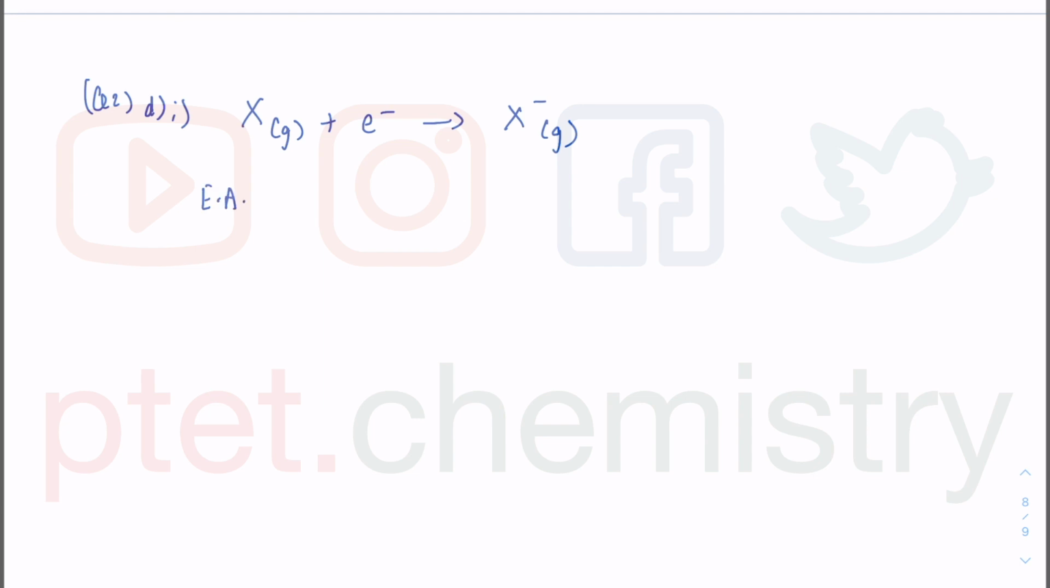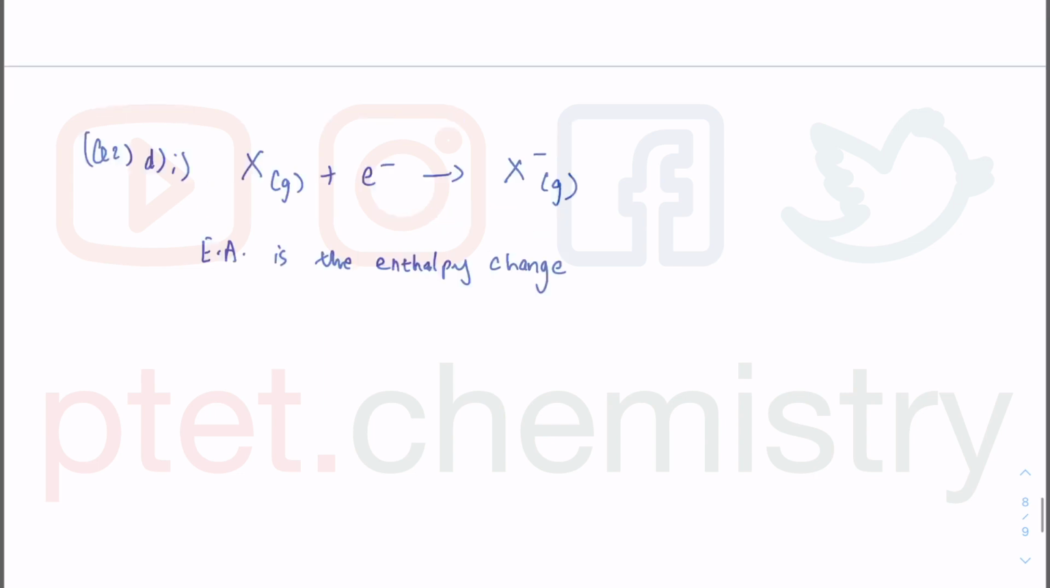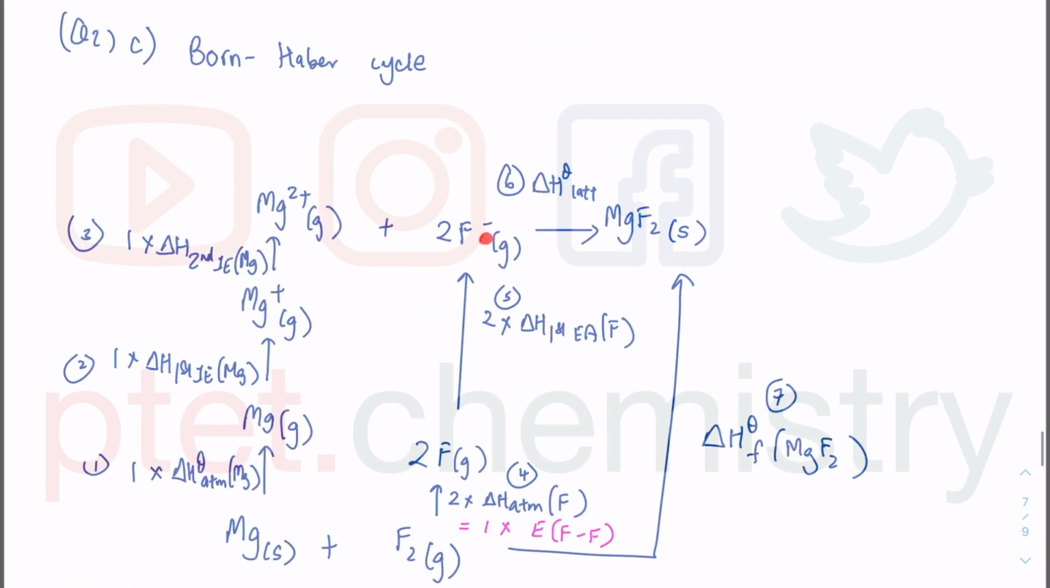So electron affinity refers to the enthalpy change. In fact, they should be asking about the first electron affinity. I don't know why they're just saying electron affinity in the context of this question. In the context of this question, we are just having the first electron affinity because we stop here.